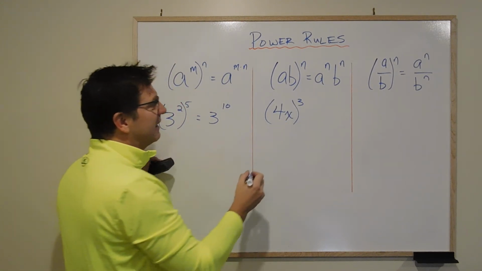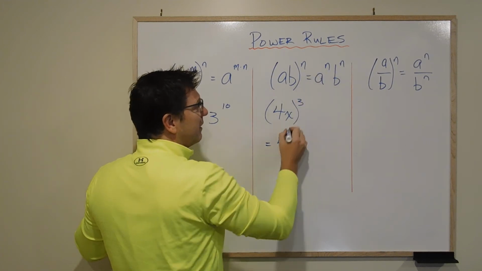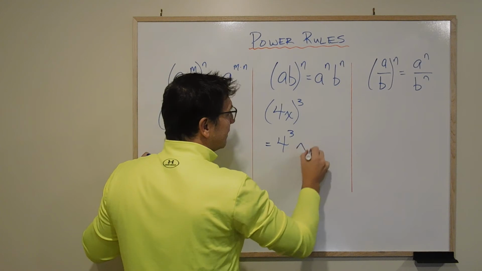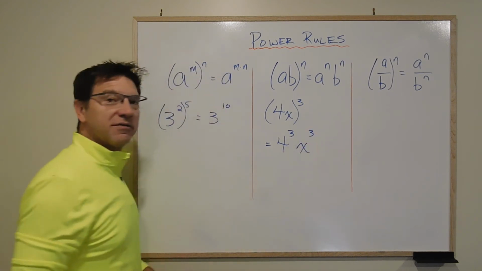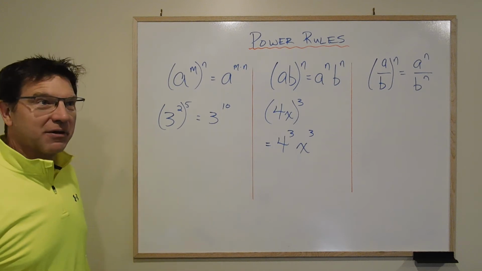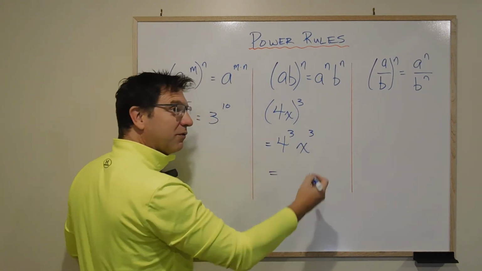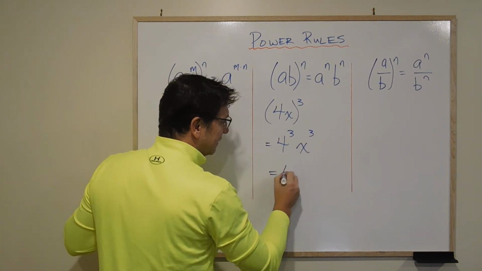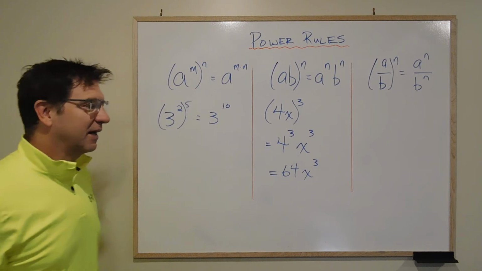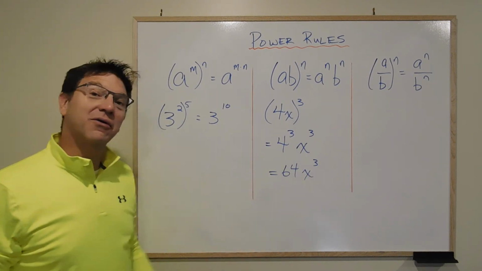And then what it's saying is that the exponent applies to the number, and the exponent applies to the variable. And then the number we can do something with, right? 4 cubed is 4 times 4 times 4, which is 64 x cubed. And we can leave it like that, 64 x cubed. Can't do anything with this because we don't know what x is.